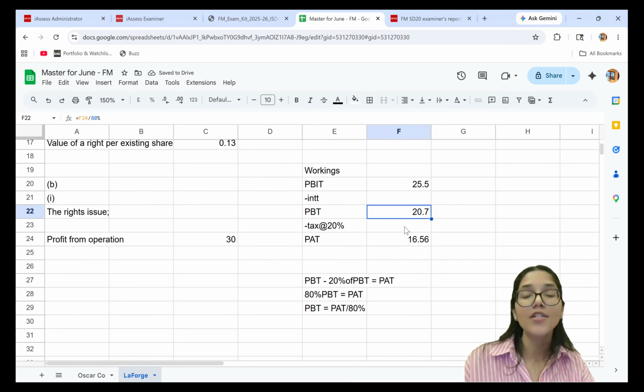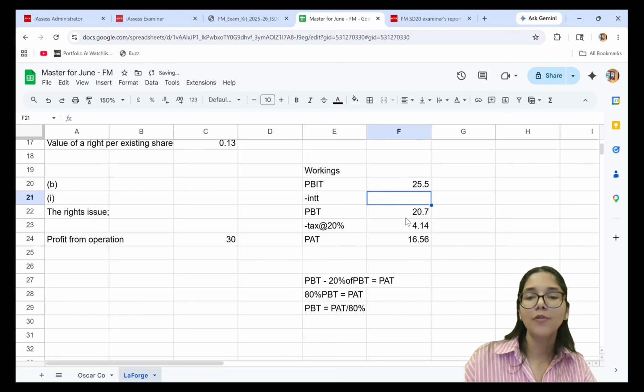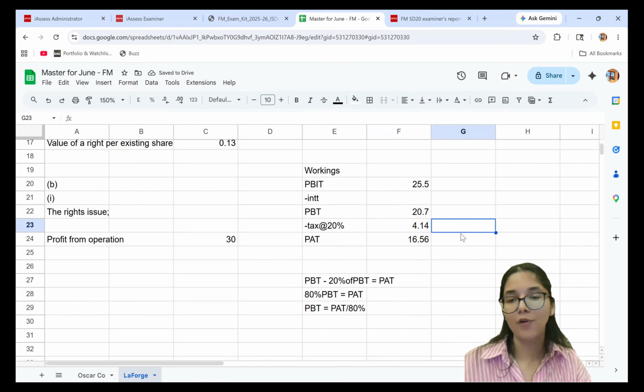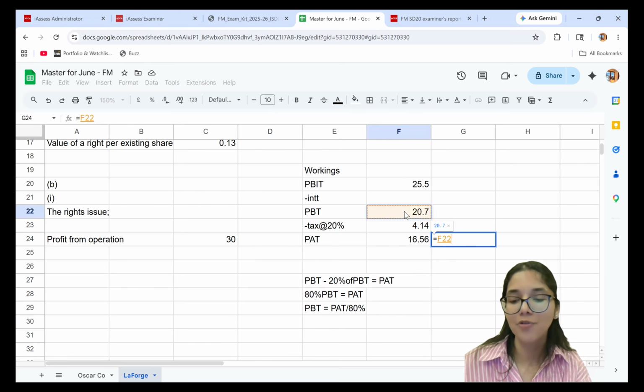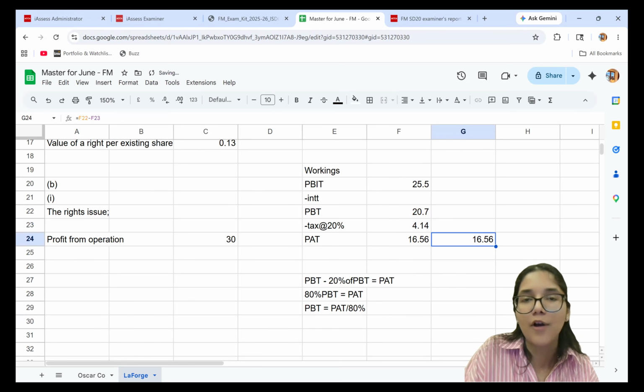I can also cross check whether my workings are correct or not. How can I do that? Simply calculate 20% of this figure. So 20% of 20.7 is 4.14, and ideally it should match with the PAT that's given to me in the question. So you can see this exactly comes out to 16.56. Do you all follow?